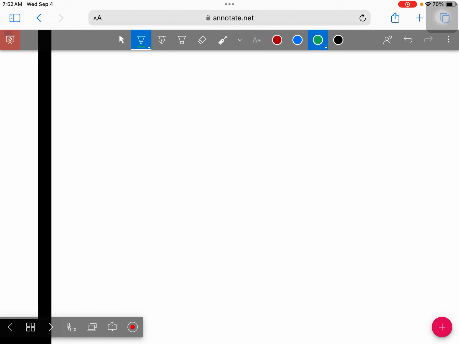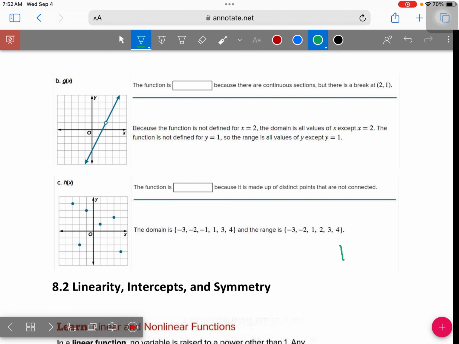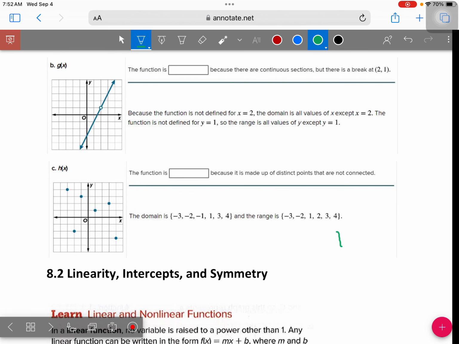Let's turn the page. Letter B says g of x, just meaning that graph. This function is blank. There are continuous sections, but there is a break. Here's that break right there. What do we call that? Discontinuous.